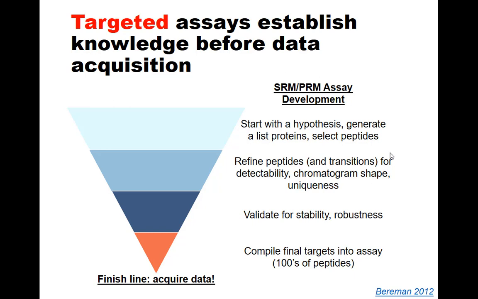You do all these validation steps, and Andy Hufnagel's been talking a lot about how to calibrate and validate your assays. And then finally, at the end of all of this blood, sweat, and tears, you end up with a final assay with a list of targets that you believe in, and you can start acquiring data.